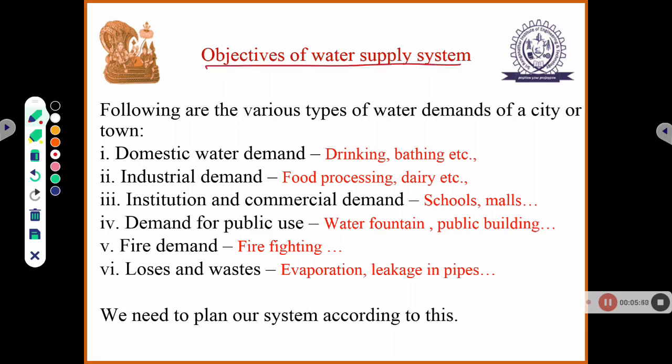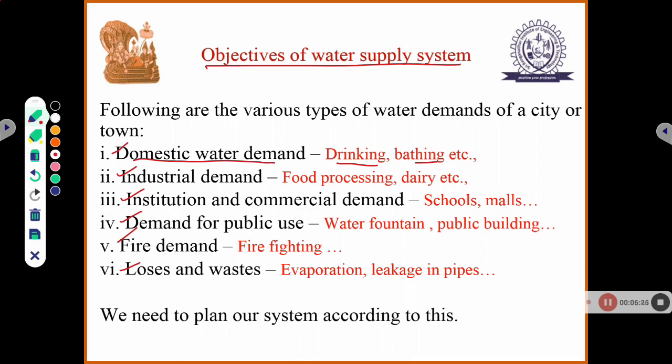The following are the various types of water demands of a city or a town: domestic water demand, industrial water demand, institutional and commercial water demand, demand for public use, fire demand, and losses and waste. In the domestic water demand, we use water for drinking, bathing, washing clothes, cleaning utensils and so on. For that, the government supplies water. That requirement of water is called domestic water demand.